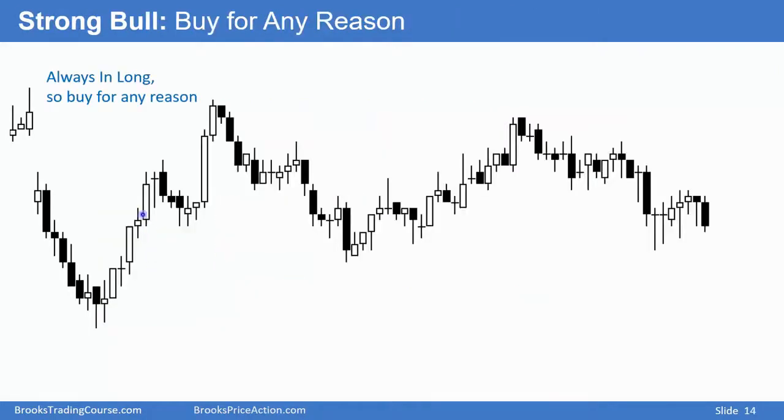The market's always in long somewhere in here. Chances are, even after a pullback, you'll get at least a second leg up. So you buy for any reason. You buy at the market, you buy a close, you buy the close of the follow-through bar, you buy the low of the bear reversal bar.